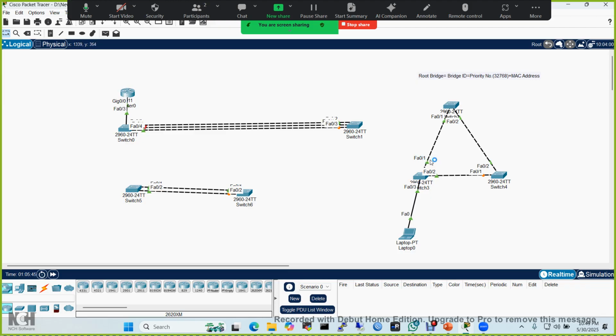Root role port is also in forwarding mode. Designated port is also in forwarding mode. This port is also designated, it is also in forwarding mode. This port is blocking, non-designated. It is in blocking mode.